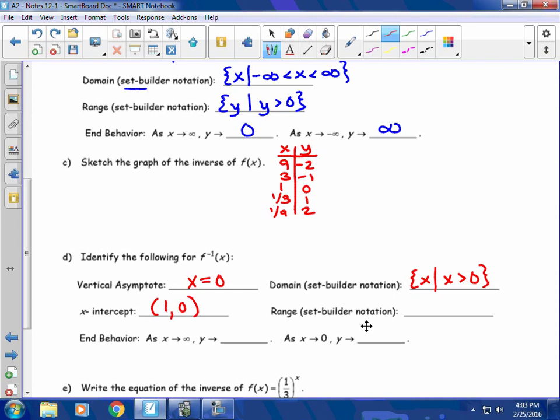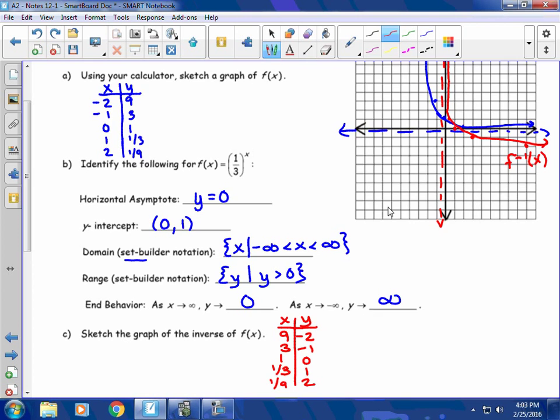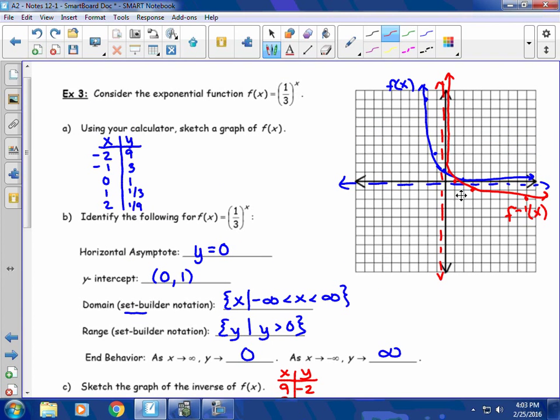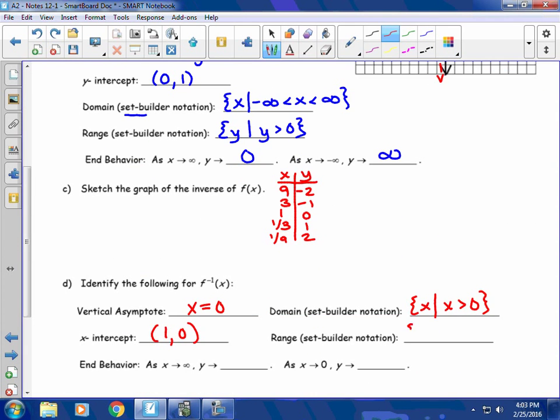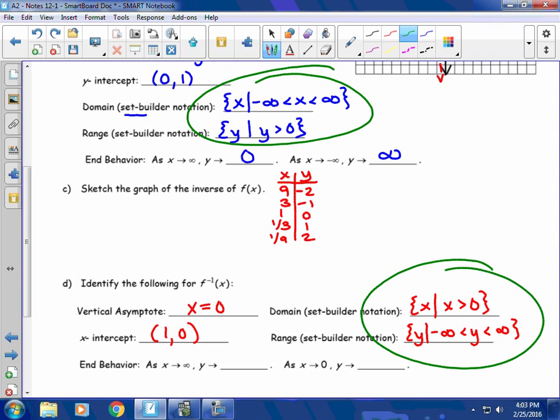And for the range, what's the lowest that red graph goes? Scroll back up and look here. It's going down here, getting lower just slowly, so it does go to negative infinity eventually, and it gets up to positive infinity. So that would be all y such that negative infinity is less than y is less than infinity. Again, look at those. They switched. Why does that totally make sense? Because you switch x and y. That is so great.